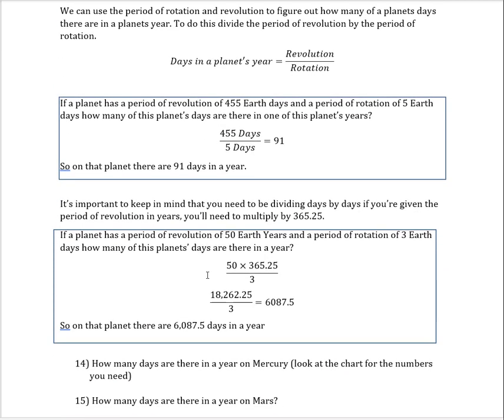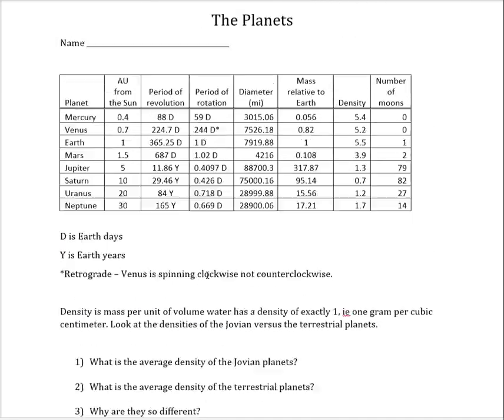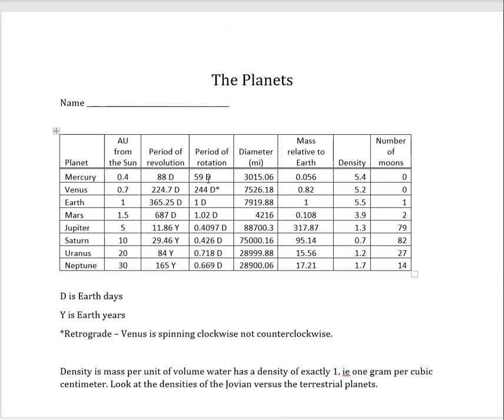Now, I mentioned on the chart that those periods of revolution are in Earth days. It takes Mercury 88 Earth days to go around the sun.